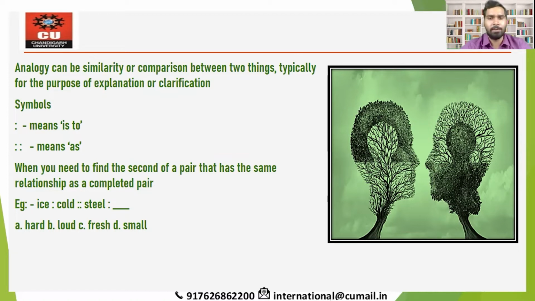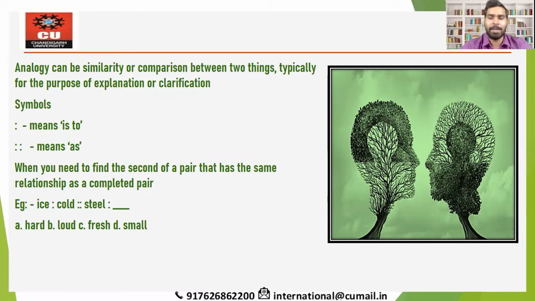Now, for example, you have a question over here, which is: ice is to cold as steel is to dash. I repeat, ice is to cold as steel is to dash. Now, you will have four options given to you, which are hard, loud, fresh, and small.